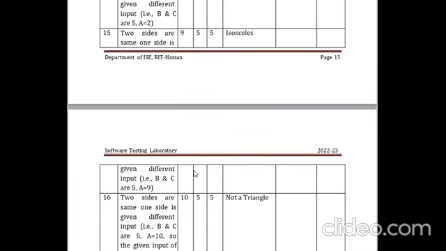For boundary value analysis, the very important part is the formula for the number of test cases, that is 4n plus 1 for the triangle program. The number of test cases for the boundary value analysis is 13. The minimum number of test cases will be 13.